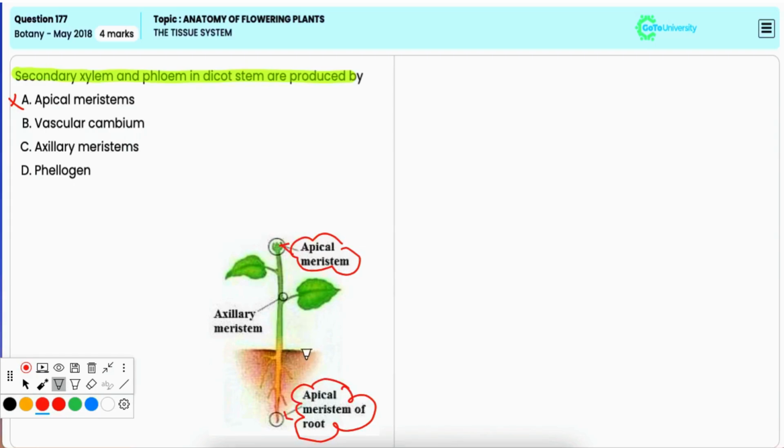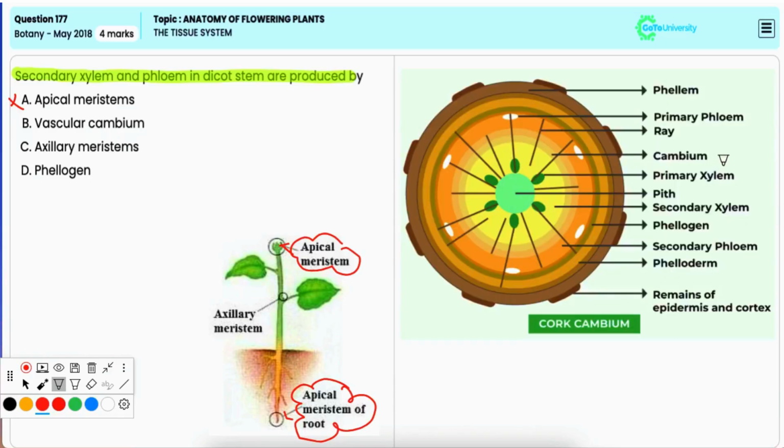Option B, vascular cambium. Now, the vascular cambium is the lateral meristem that produces the secondary xylem, that is the wood, on the inner side, and the secondary phloem on the outer side in the dicot stem. And this is very needed for the secondary growth, that is, increase in girth. Hence, this is the correct option.